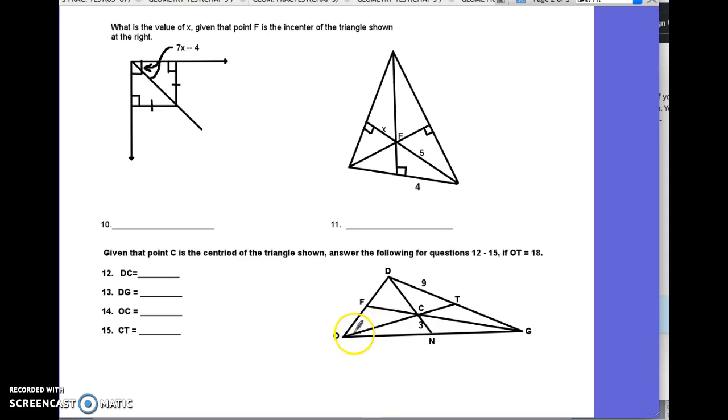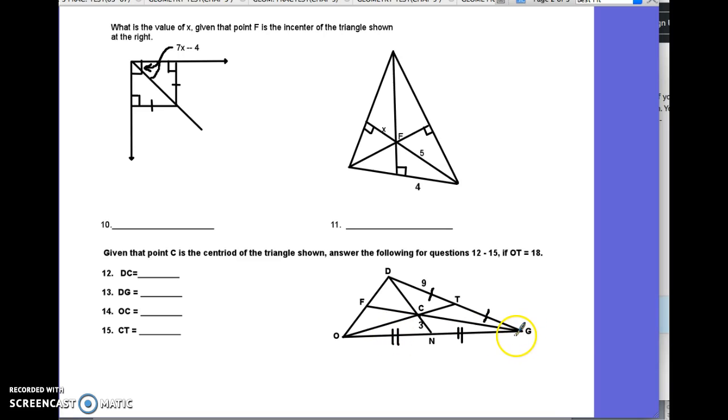All right, track with me. It means this would be a median here. OT would be a median. So T would be a midpoint. And that means DT would be the same as TG. T being a midpoint. This also would be a median. Median goes here. So that means N is a midpoint, and NG would be the same as ON.